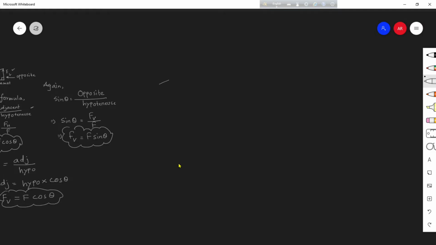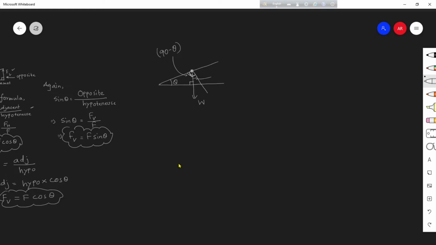Have a look at another situation. Here the object is on the inclined plane. The object itself is on the inclined plane, so its weight is acting vertically downward. The inclined plane where the object is makes an angle theta to the horizontal. So this weight is acting perpendicularly to the horizontal. Weight is always vertical and weight is perpendicular to the horizontal.